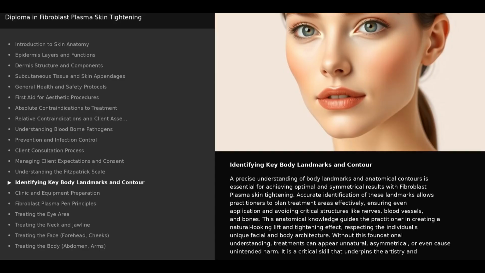Identifying key body landmarks and contour. A precise understanding of body landmarks and anatomical contours is essential for achieving optimal and symmetrical results with fibroblast plasma skin tightening. Accurate identification of these landmarks allows practitioners to plan treatment areas effectively, ensuring even application and avoiding critical structures like nerves, blood vessels, and bones.